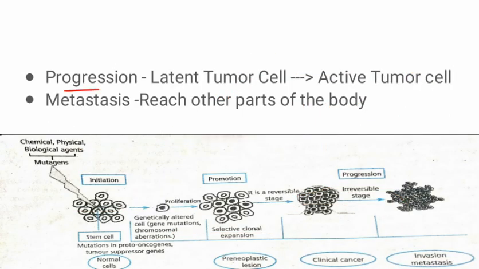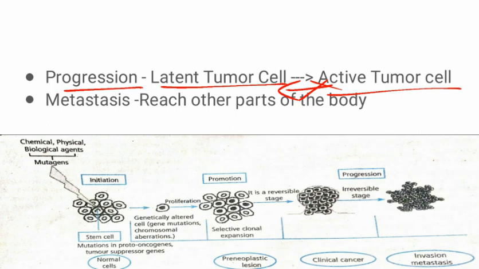Next comes the progression. This is nothing but the conversion of the latent tumor cell into an active tumor cell, and this is an irreversible stage. Metastasis is the last but most dangerous stage of carcinogenesis, because in this case the tumor does not remain confined to a particular area of the body. It reaches other parts of the body through the blood vessels.